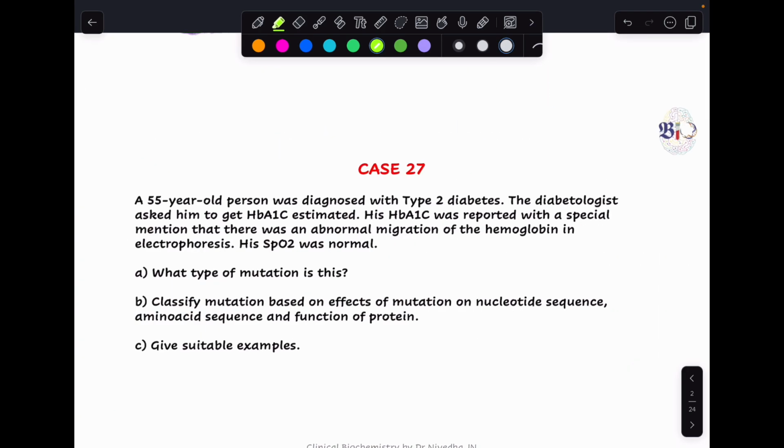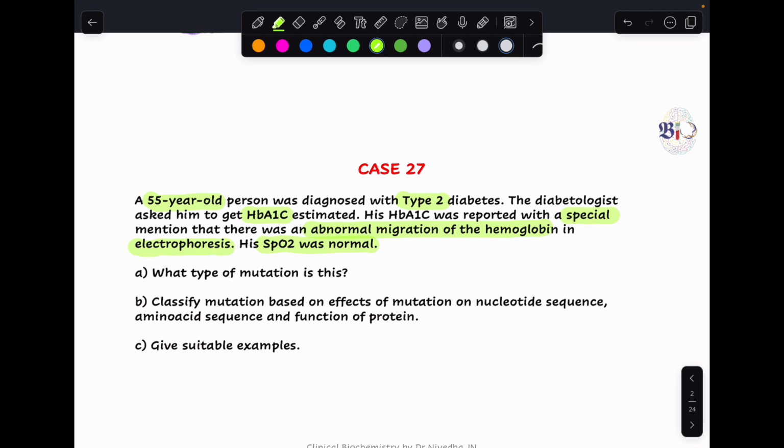So the first case is a 55-year-old person who was diagnosed with type 2 diabetes, and the diabetologist asked him to get HbA1c estimated. In his report, it was given along with a special mention that there was an abnormal migration of hemoglobin in electrophoresis. So that's what was given in the report, and his SpO2 was normal.